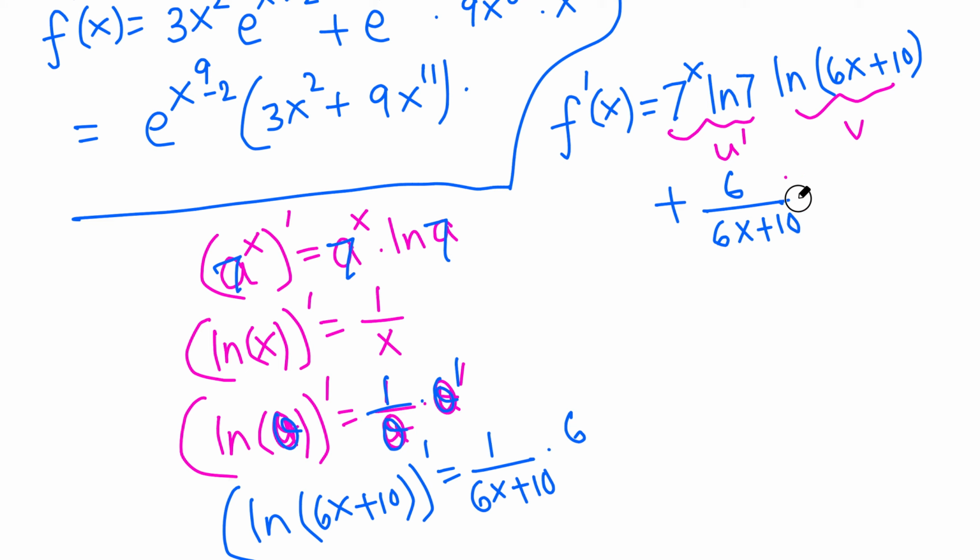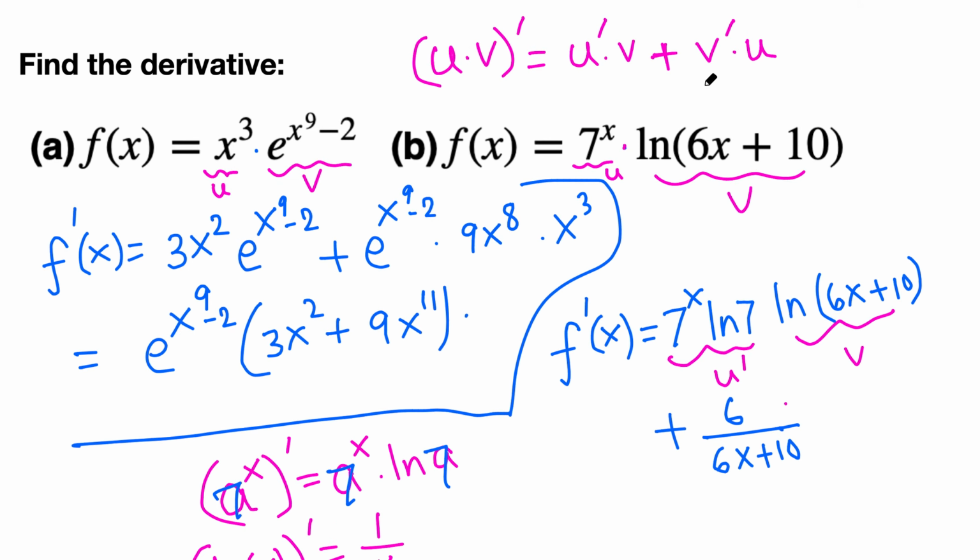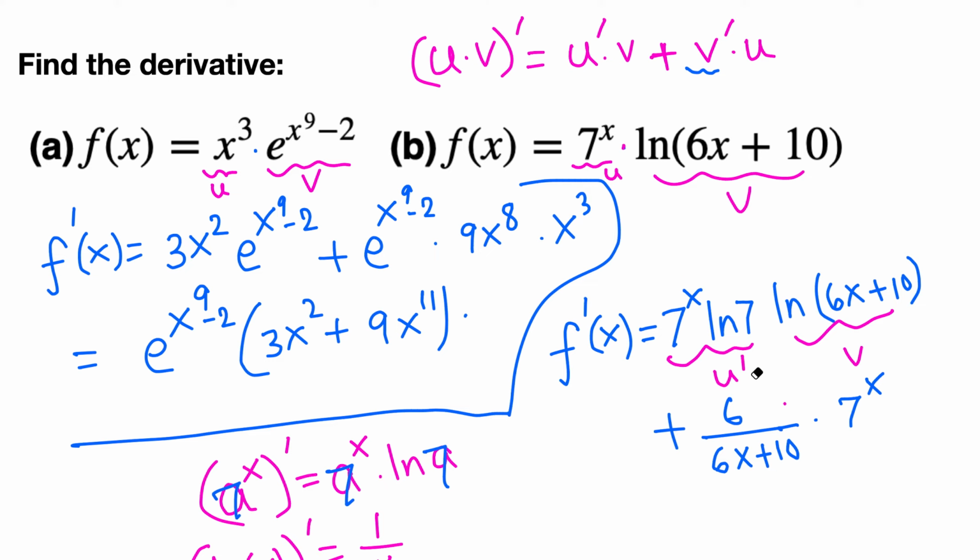Okay, do not cancel anything. That is v prime times u. Times u means first factor, 7 to the x. You may leave it here. That's the final answer. Okay, I'm just writing a period here. That means this is u prime v plus v prime u. Okay, that's the final answer.